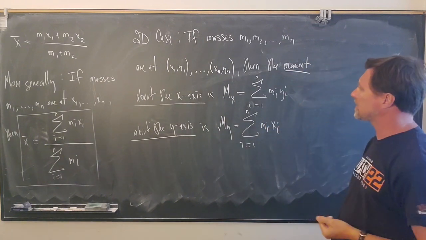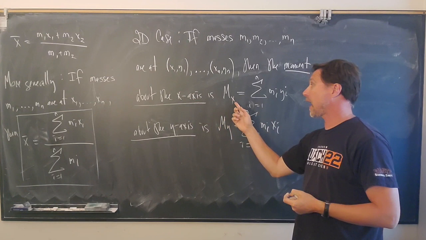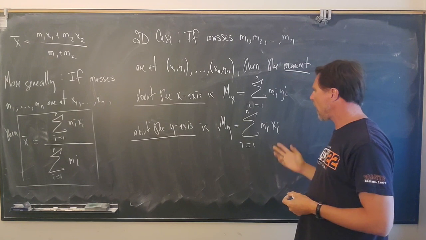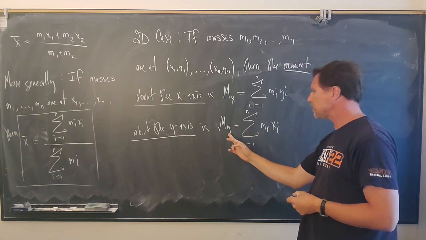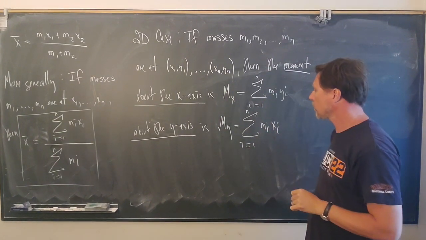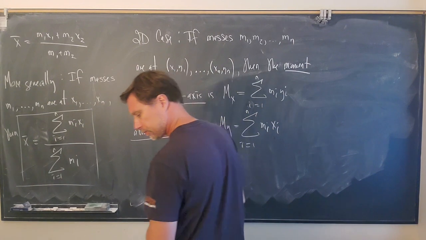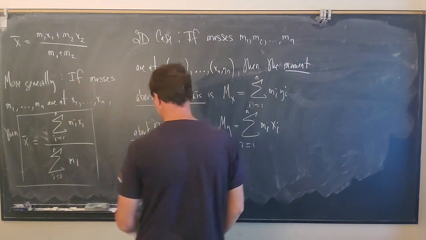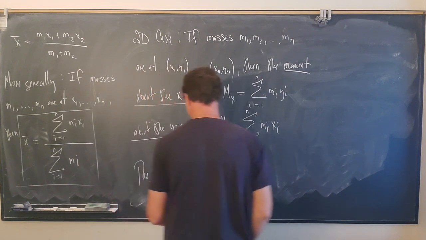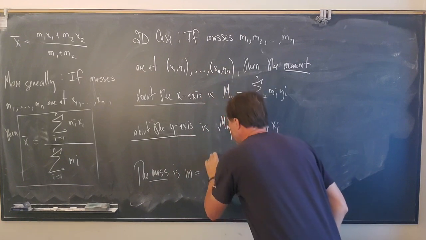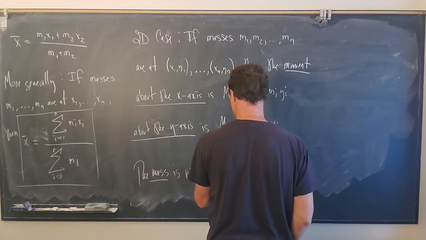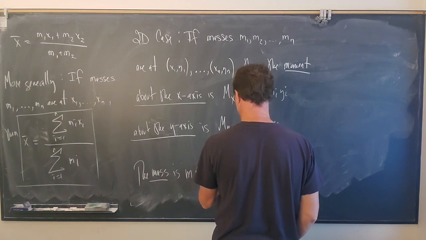Now it kind of looks like I made a mistake here, right? The moment about the x-axis we write as capital M sub x, but then notice it's got just the y-coordinate, y sub i, in there. And the moment about the y-axis, M sub y, has x coordinates in the formula. It's not a mistake. That is correct. There's also the mass. So the mass is, and we'll write that as a little m, the sum of all the masses. So sum i equals 1 to n m sub i.